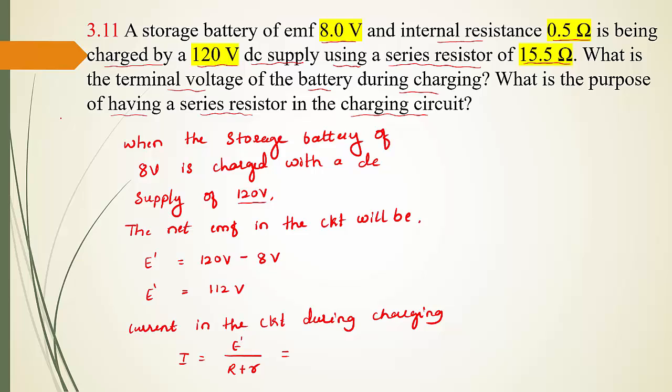Let us substitute the values. Here you can observe the givens. Internal resistance is denoted by small r, given as 0.5 ohm. Using a series resistor, the external resistor capital R is given as 15.5 ohm. Substitute here 112 divided by R plus r, that is 15.5 plus 0.5. So we will get the current in the circuit as 7 ampere. So how much current is there in the circuit during charging? 7 ampere of current is present during charging.